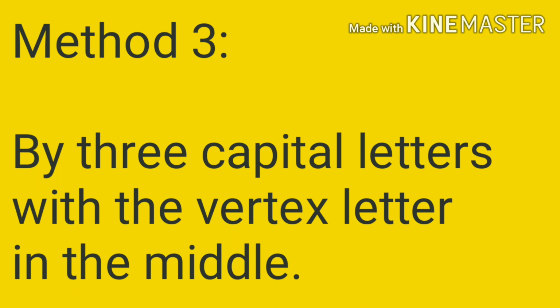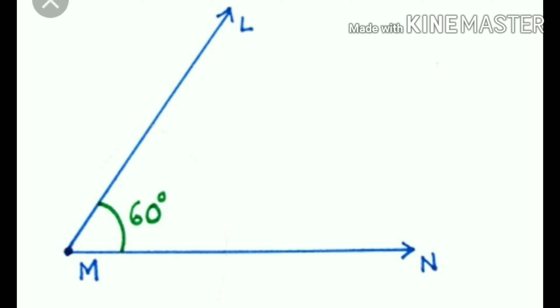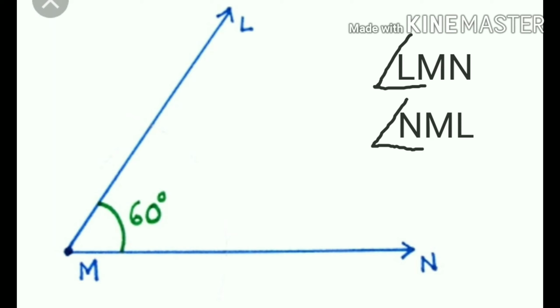Third method is by 3 capital letters with the vertex letter in the middle. Example, this angle we can call as angle LMN or angle NML. Here in both the names we write M in the middle. That means vertex letter in the middle. Likewise, we can name the angle.